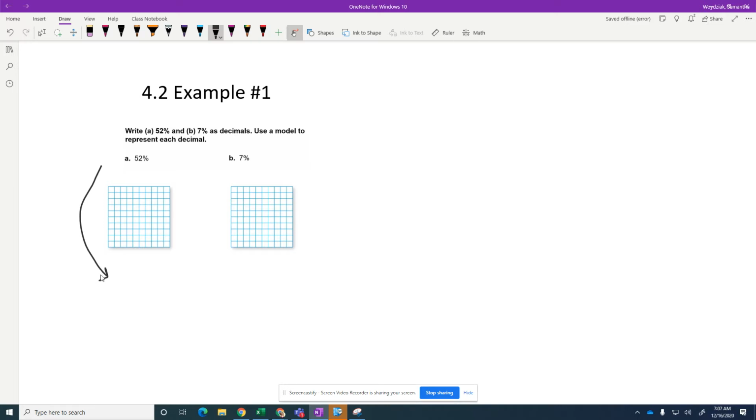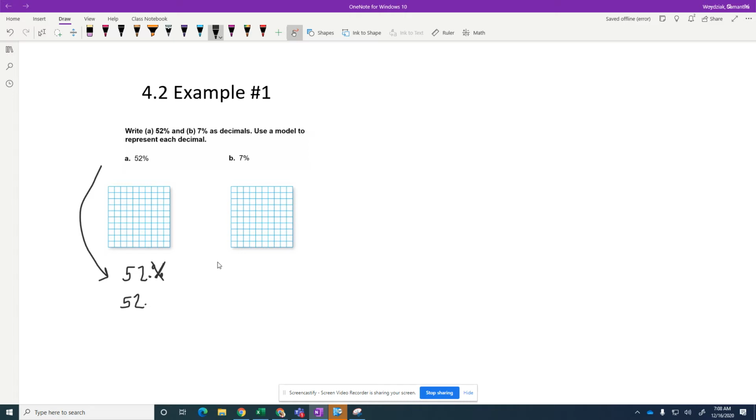So the first thing you do when you're converting percents to decimals is you're going to place the decimal to the right of the ones place. So every time you're going to take that number and you're going to put the decimal to the right of the ones place. I know it looks kind of funny right now, but that's where we put it. So to the right of the ones place. The second step is we're going to remove the percent symbol. So now we just have 52 and then a decimal.